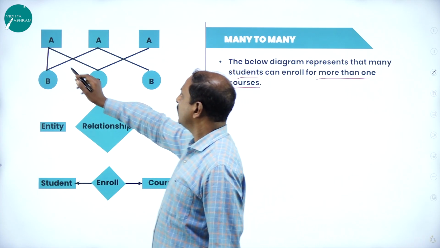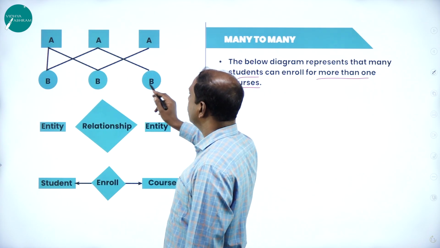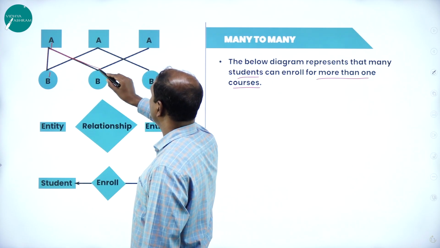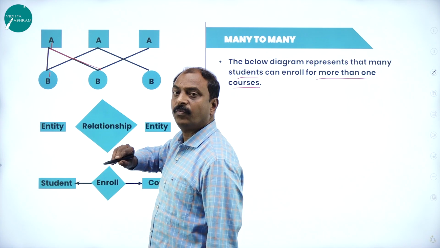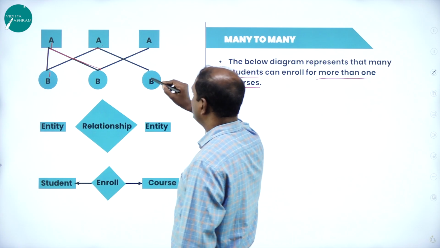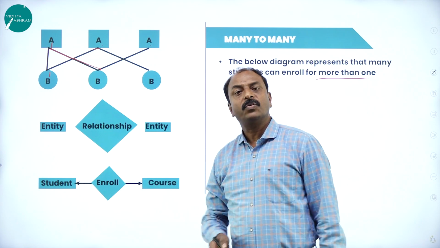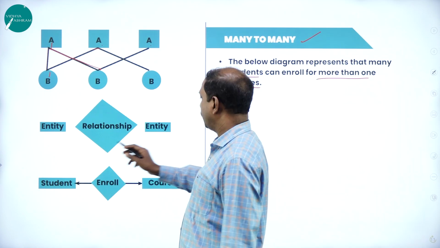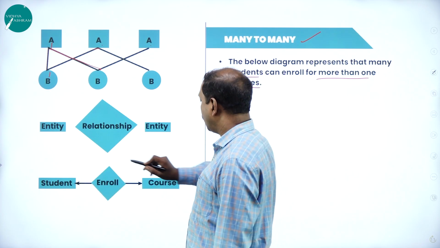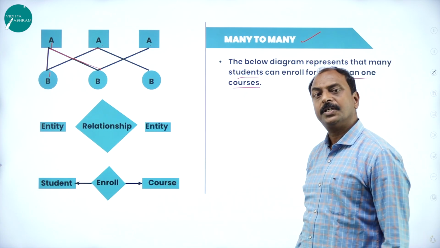Look at this example here. These are the students, and these are the courses. One student can enroll for one course, and here there is more than one course. Similarly, this one can enroll for these two. From here it can have a relationship like this. So this is an example for a many-to-many relationship: students and courses, where many students can enroll for different courses. So this is a many-to-many relationship.